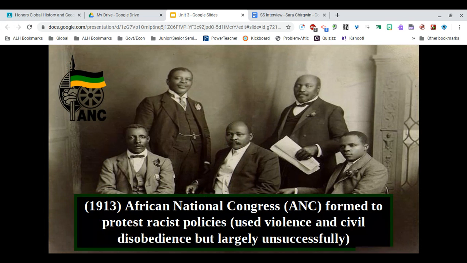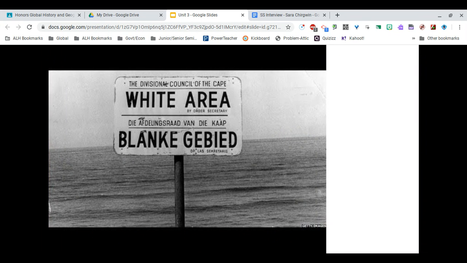So in 1913, the African National Congress, or the ANC as we're going to refer to it from now on, formed to protest racist policies. They used violence, they used civil disobedience, but frankly, they were just not very successful. If we think about 1913, this is prior to World War I, and racism was still by and large a very common practice, especially in Africa.